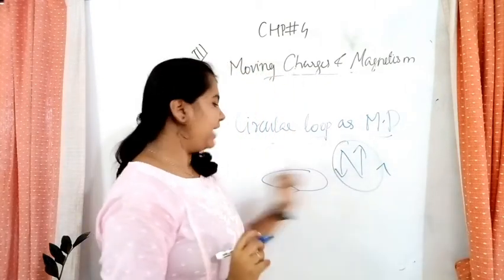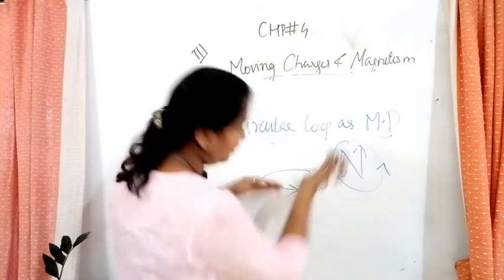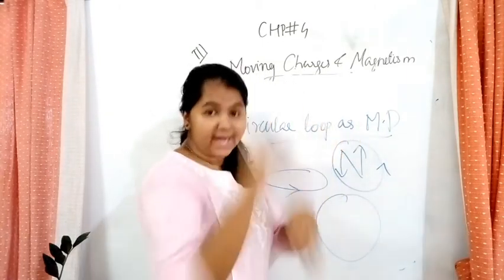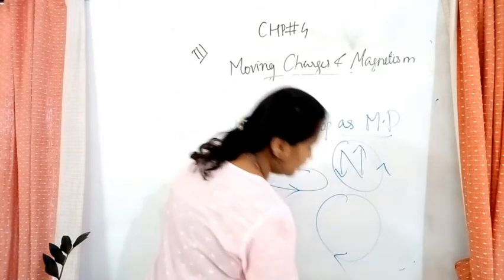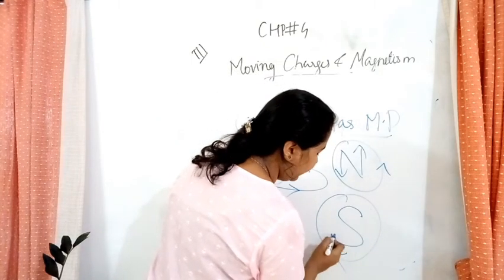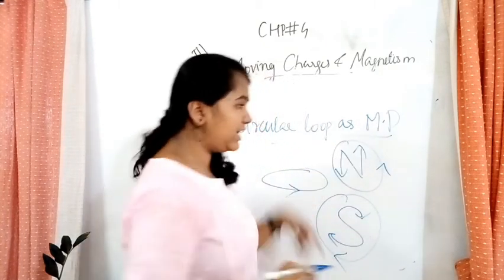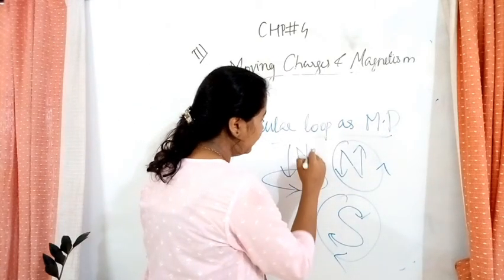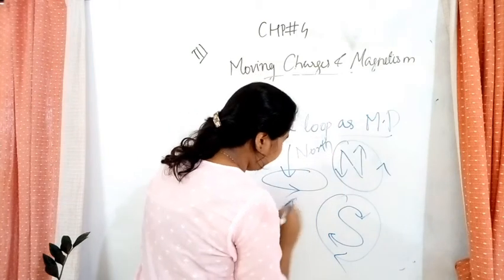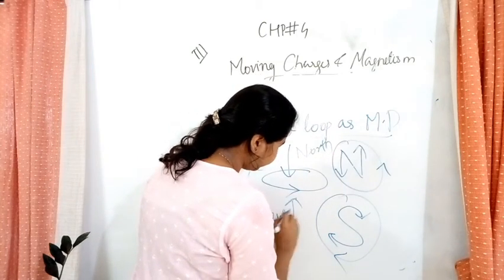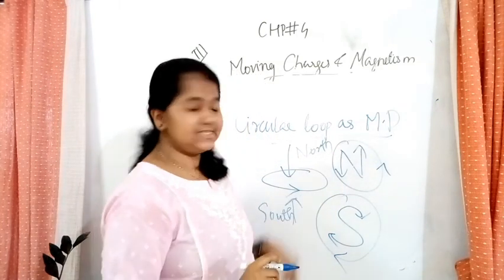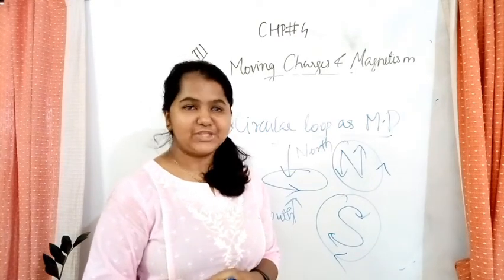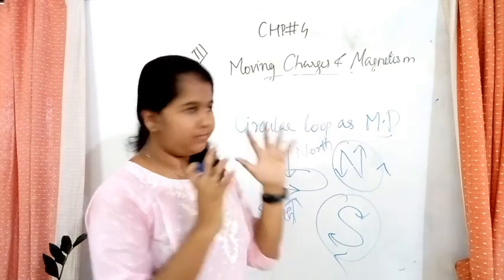Okay, and if you look from under, what would be the direction in which current is flowing? It would be like this, and hence it would be south pole. Now can you see that a circular coil, when looked from top, is north pole and looked from bottom is south pole? Am I right? Does this act as a magnetic dipole? Yes. So now let's see the equations for this theory.